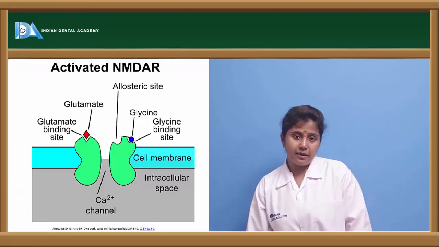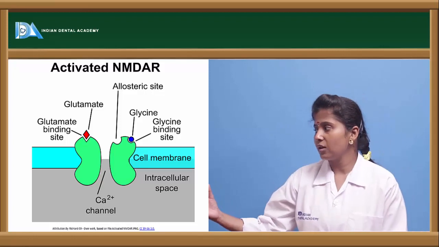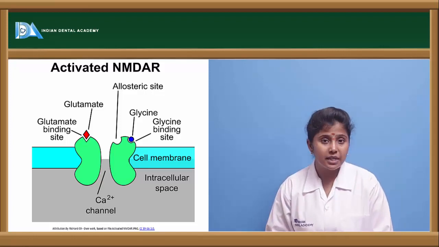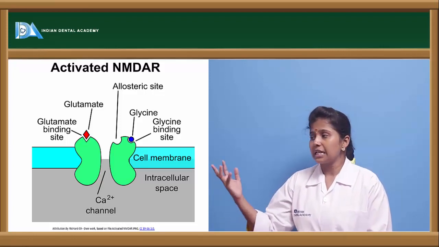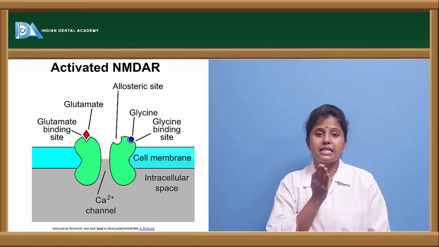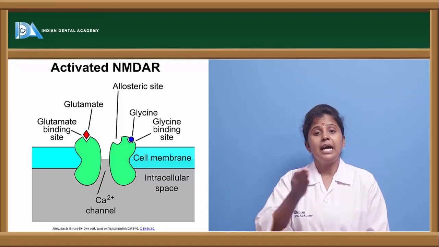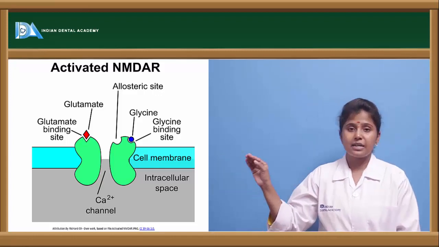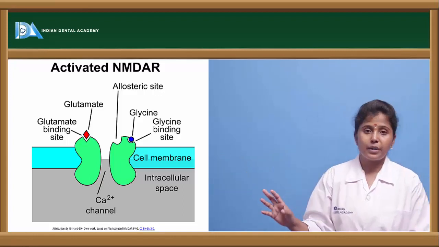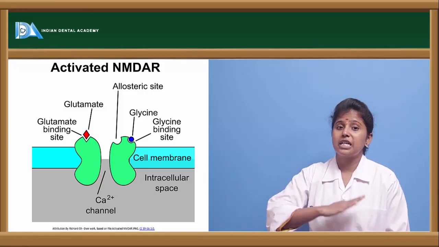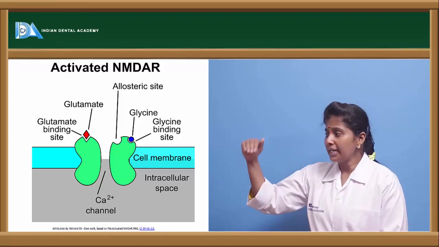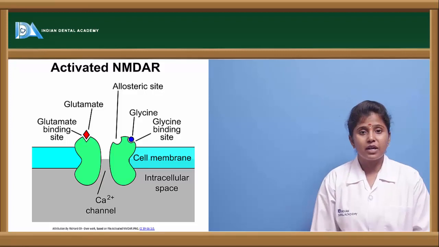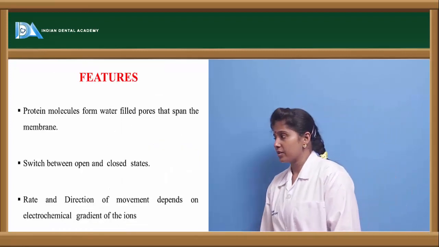The other type are NMDA receptors. So here the glycine or glutamate receptors are of the excitatory type. These receptors have two sites. It has the binding site for glutamate and it has the binding site for glycine also. So the glycine will bind to the glycine binding site and glutamate will bind to the glutamate binding site, and thereby the receptor gets opened and the calcium enters the receptor and thereby they show the effect.